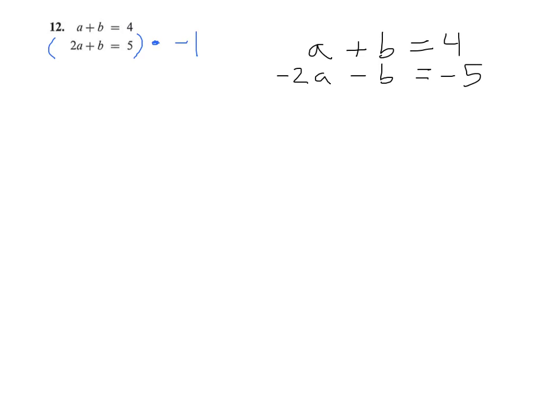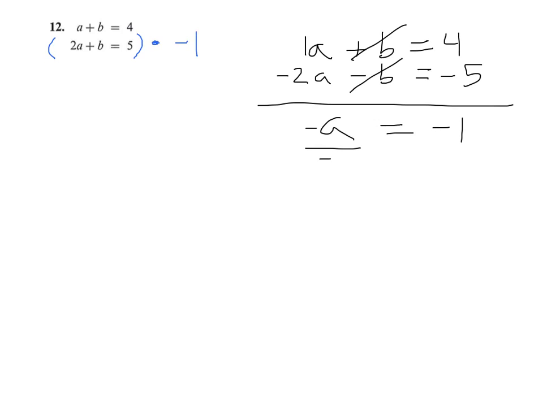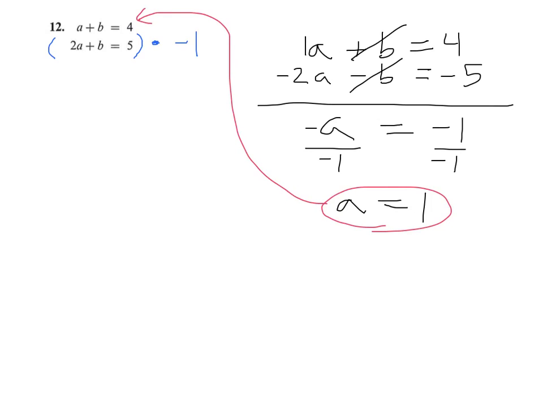The reason I did that is now when we add these together, we get 1 plus -2 is -a. This and this cancel, equals 4 plus -5 is -1. So dividing by -1, we get a equals 1. Now let's plug it back in and find out what b is. Taking this back to the first one, we get 1 plus b equals 4. Subtract 1, b equals 3. So our answer is a is 1, b is 3.